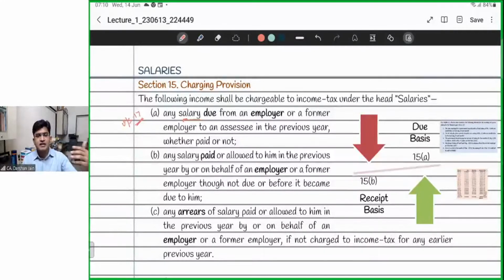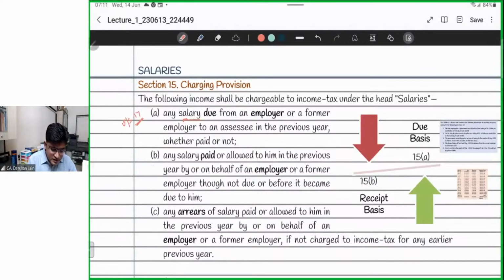So salary would be either due on the last day of the month or the first day of the subsequent month, depending on the policy of the employer. And we're not talking of an accrual system. So let's say if the salary is becoming due on 15th of the next month, well, in that case, you're not to accrue 15 days of salary and make it taxable. It would be taxed on due basis.